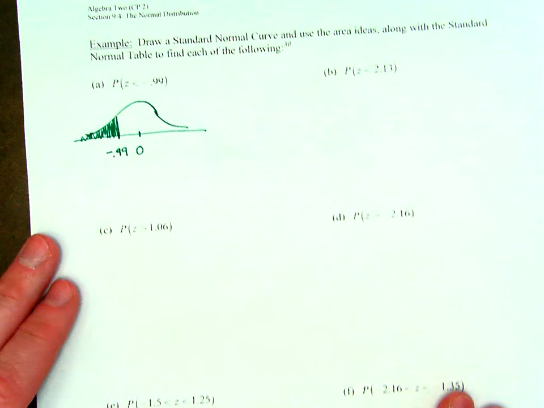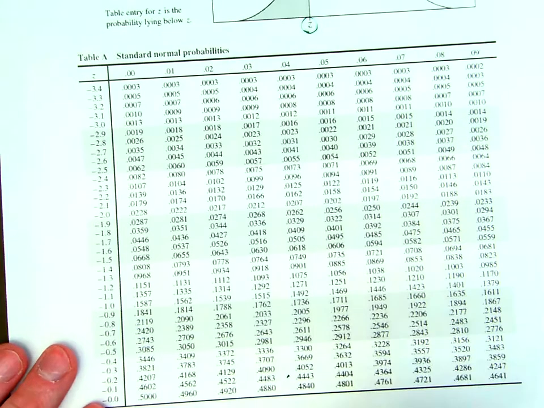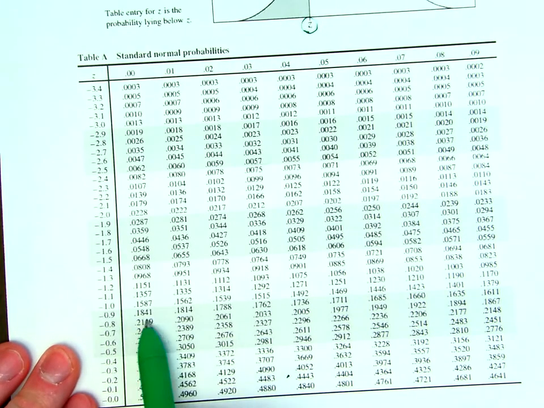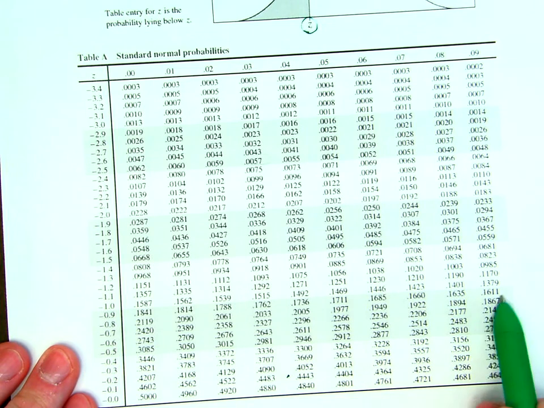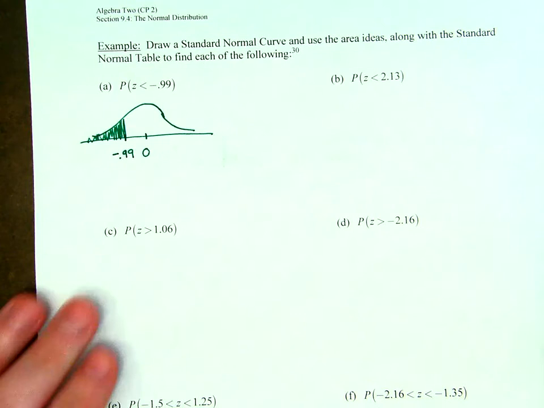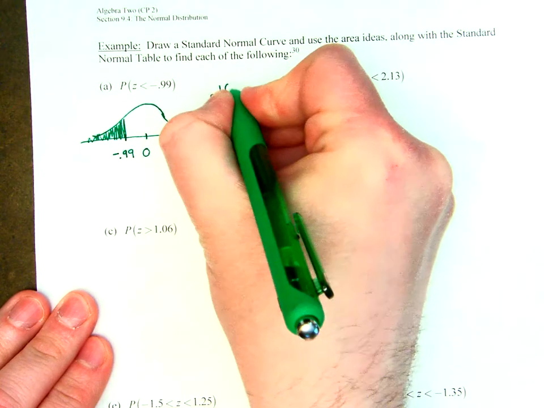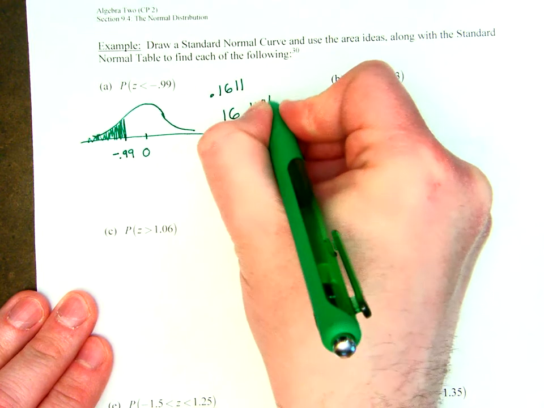On page 32, what percent of data has a z-value less than negative 0.99? Well, let's go to our table. Negative 0.9, and go over to the column 0.09. I think that's looking like 0.1611, which I'm really going to call 16.11%.